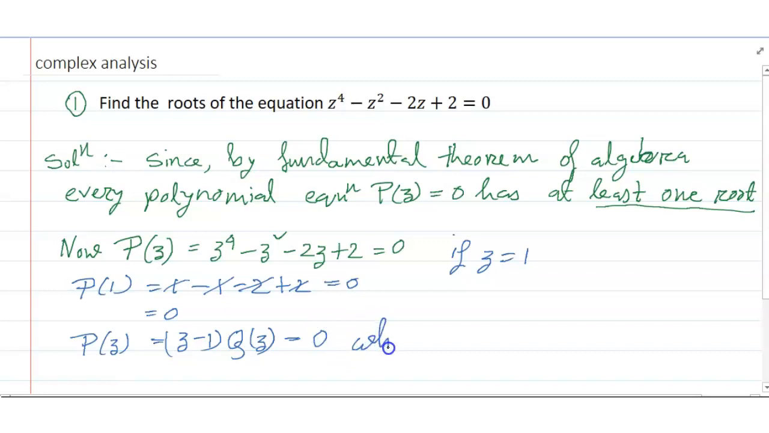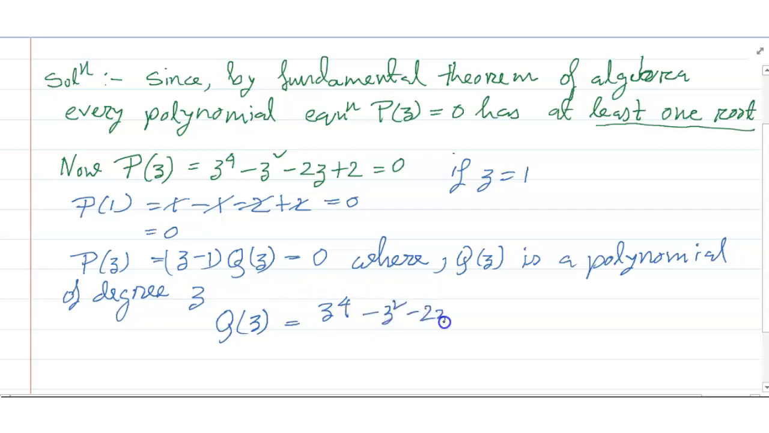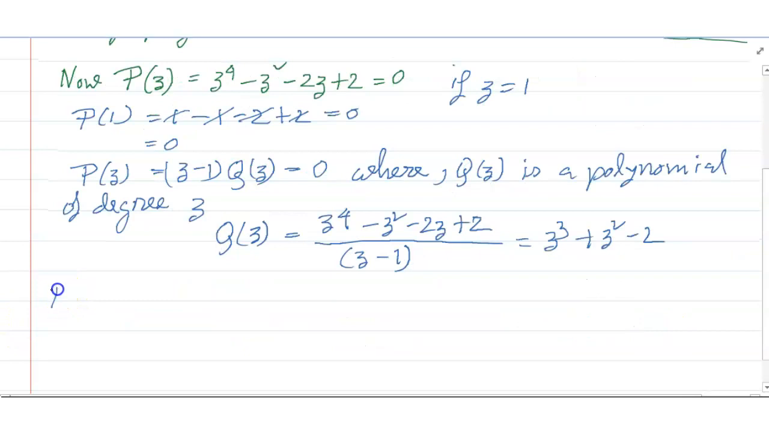Where q(z) is a polynomial of degree 3. So friends, q(z) can be written this way: q(z) = (z^4 - z^2 - 2z + 2) divided by (z - 1), and we get z^3 + z^2 - 2. Now q(1) = 1^3 + 1^2 - 2, so it is 0.